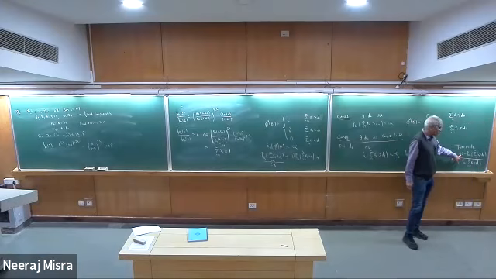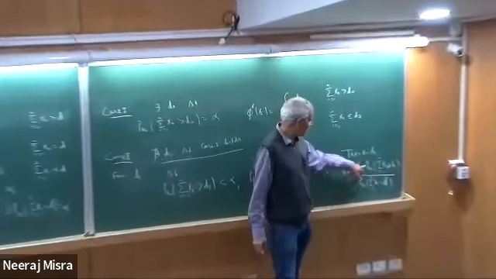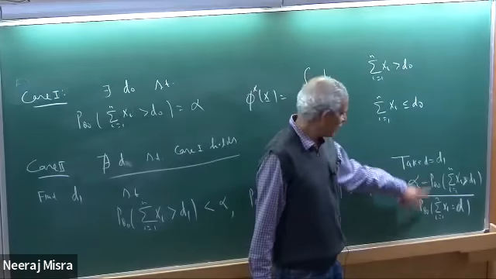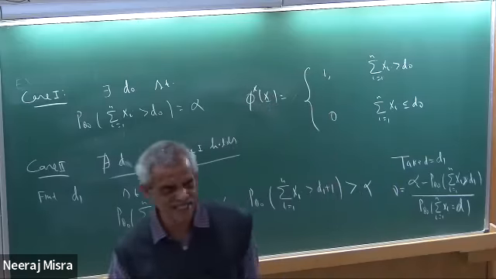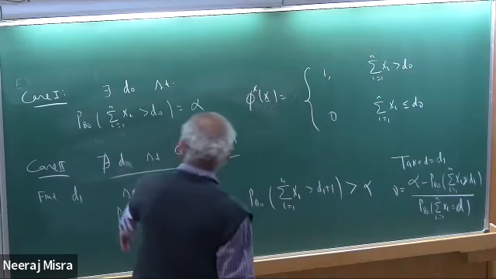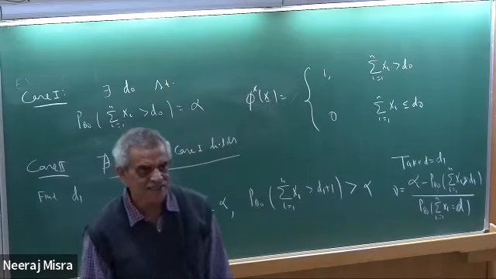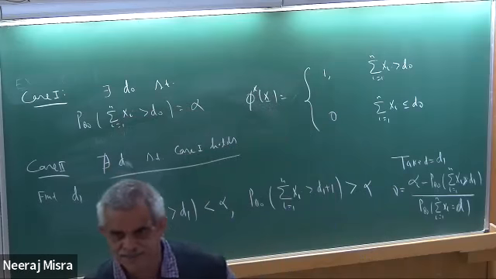Why? Because this alpha is less than or equal to 1, which is 1 minus this, and 1 minus this is the same as the probability of that. So it has to be less than or equal to alpha, and greater than 0 is clearly possible because of the way you have chosen D1. Is that clear? So gamma has to be between 0 and 1.